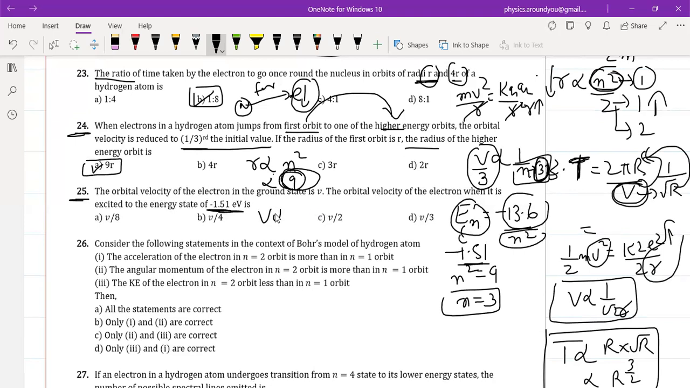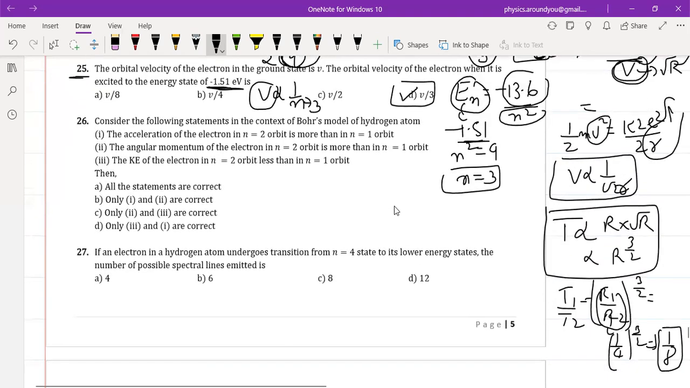Now we know velocity is proportional to 1 by n. So if n becomes 3, the new speed should be one third the old speed. So it should be option D. 25 goes with option D.